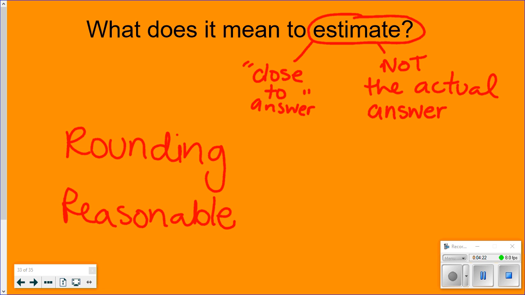Great. So when we see these words, we should all think the same thing. Estimate, rounding, reasonable. Does it make sense? Is it a close to number? That kind of thing. So far, so good? Alright, so let's try some.